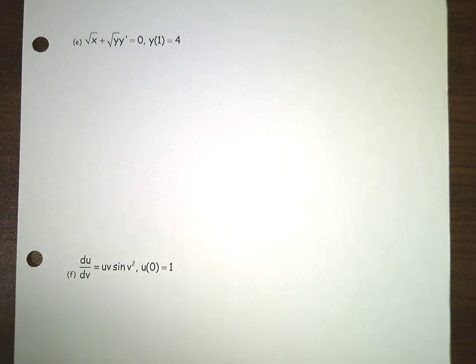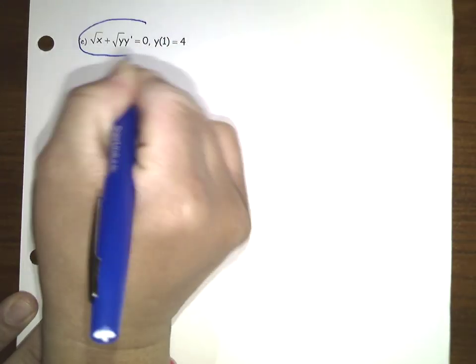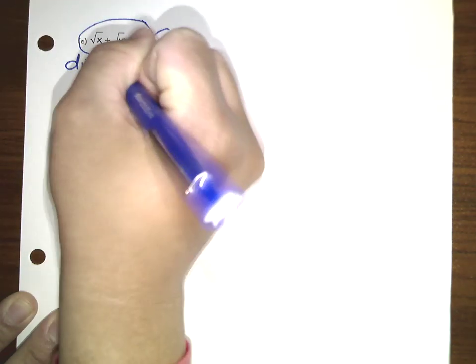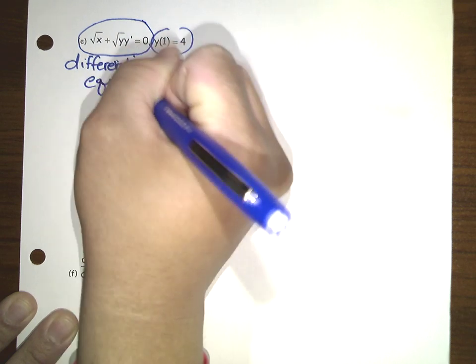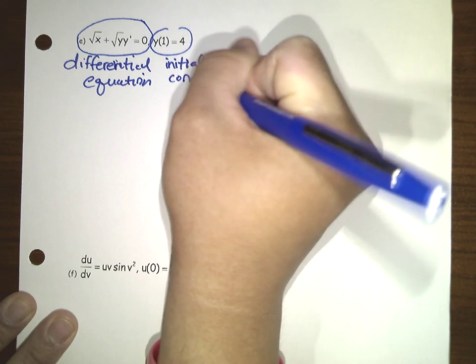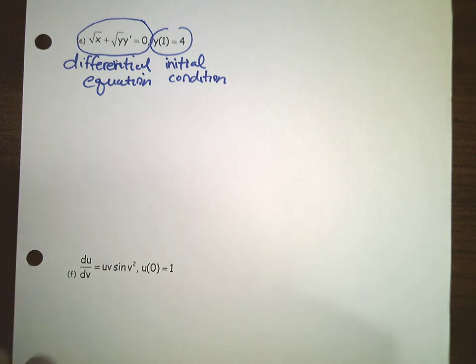Alright, so now we have a differential equation right here, and then we have an initial condition. So here's a differential equation, here is an initial condition, and then all I need to do is make sure to separate the x's and y's and then integrate and then substitute in the initial condition to figure out what the c is, and then I'm done.